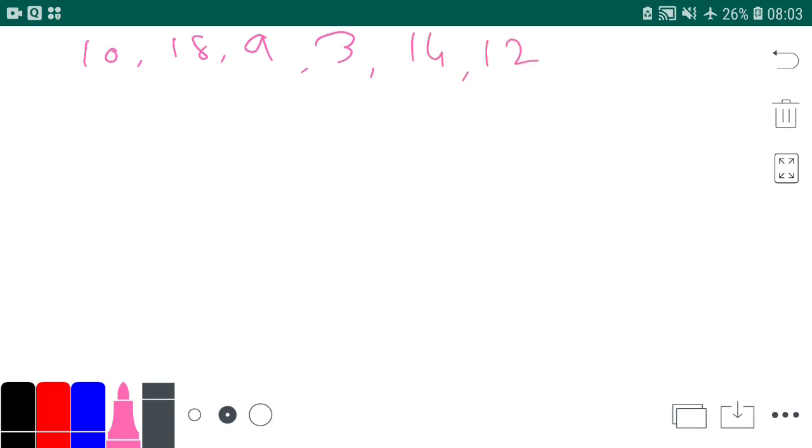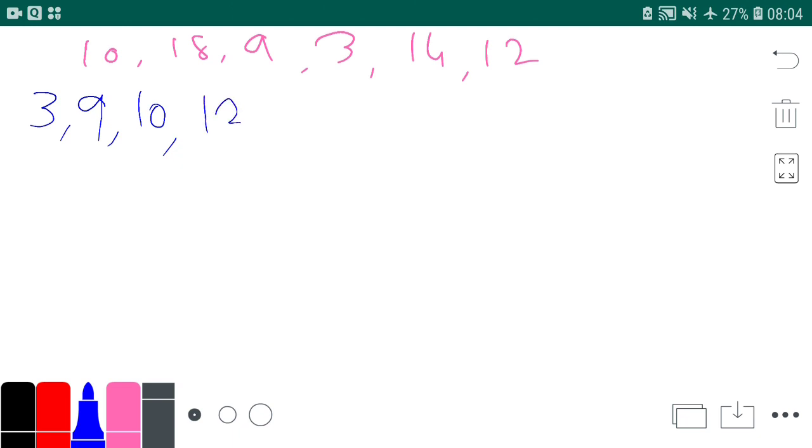So this is the question, and you have to find the median. Let's arrange it. Which will be the first digit if you arrange it? It will be 3, then 9, then 10, then 12, 14 and 18.